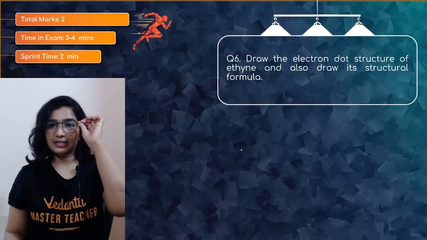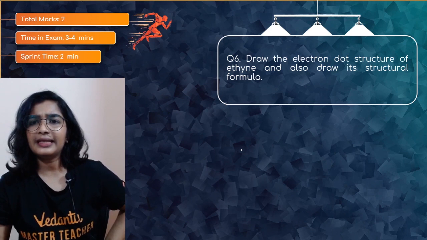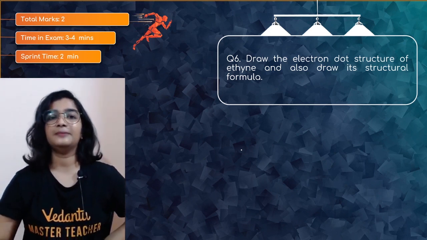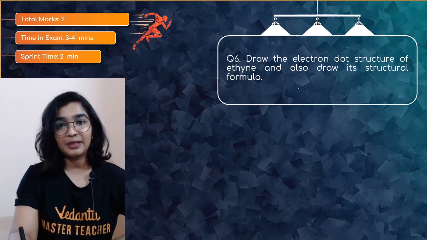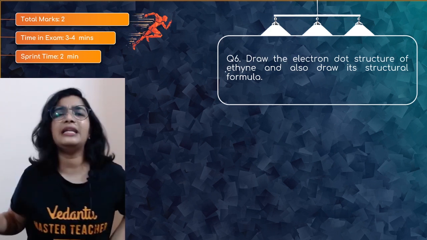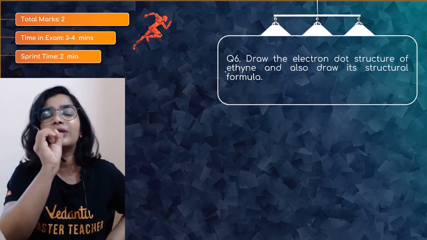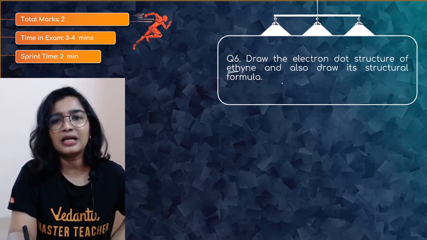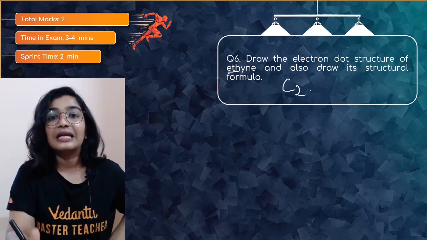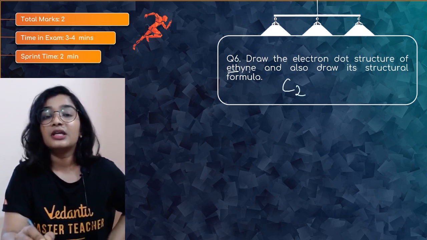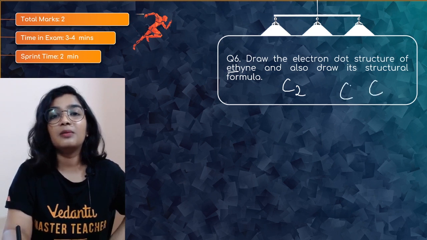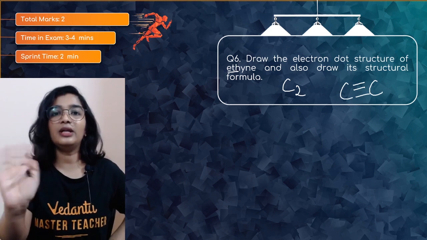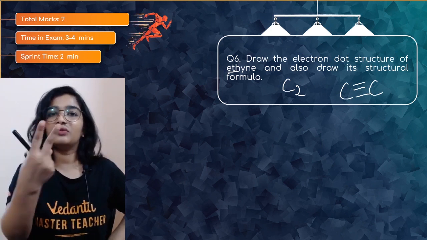The next question is, draw the electron dot structure of ethyne and also draw its structural formula. This is nice. Ethyne, people, ethyne it is. Even if you don't know what ethyne is, you can still write its molecular formula. How? Eth means how many carbon atoms? 2, right? And it is ine, which means there should be a triple bond between the 2 carbon atoms. This is the only possibility, because you have only 2 carbon atoms.